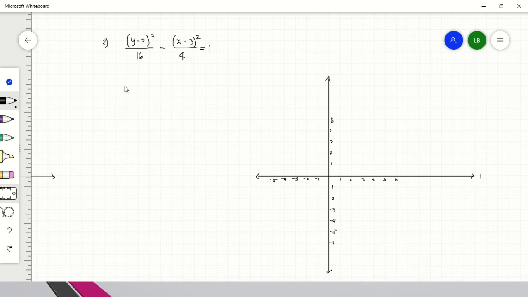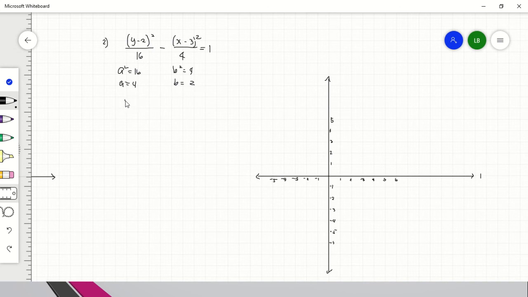Example number 2. So, (y minus 2) squared over 16 minus (x minus 3) squared over 4 equals 1. So, the squared variable y is positive. So, our a squared is 16. So, a equals 4, b squared equals 4. So, b equals 2.